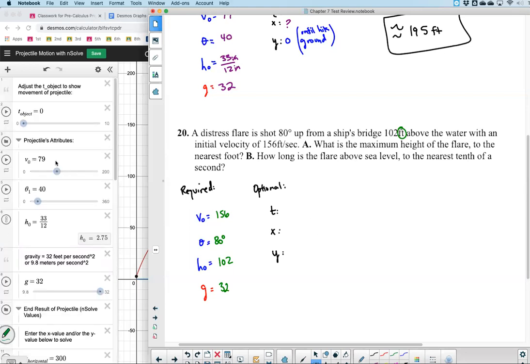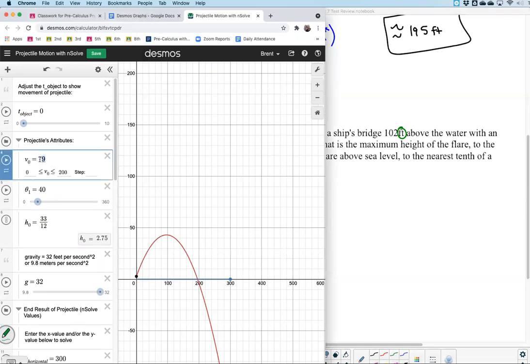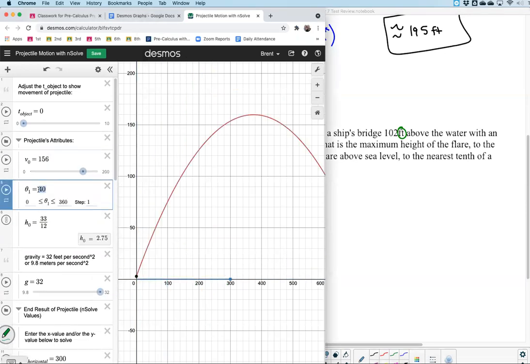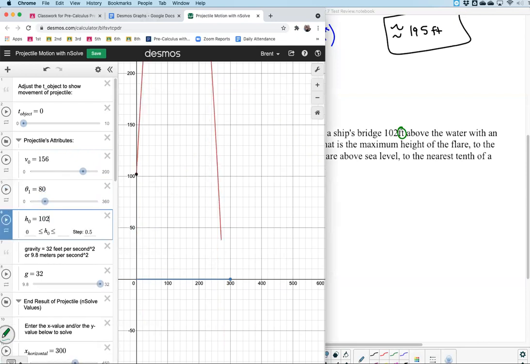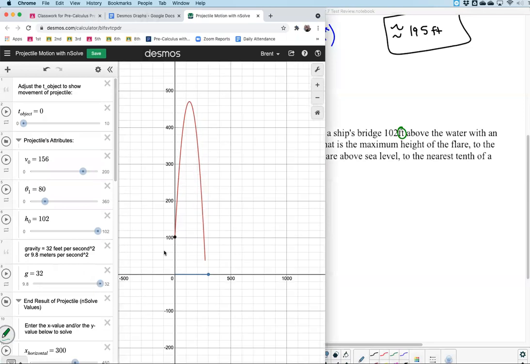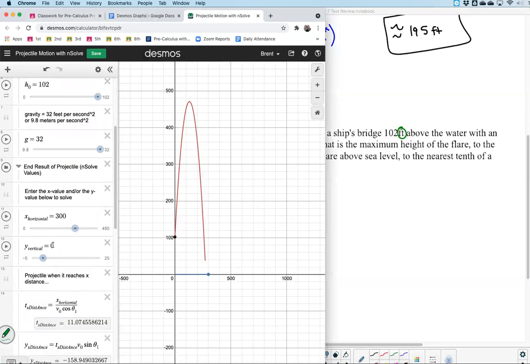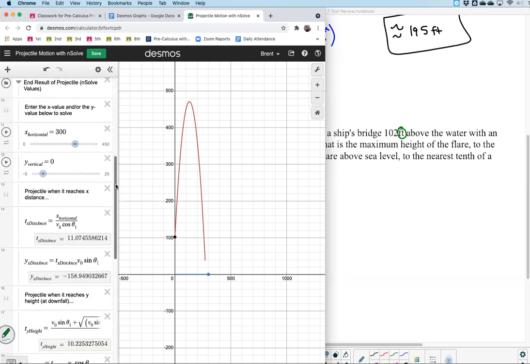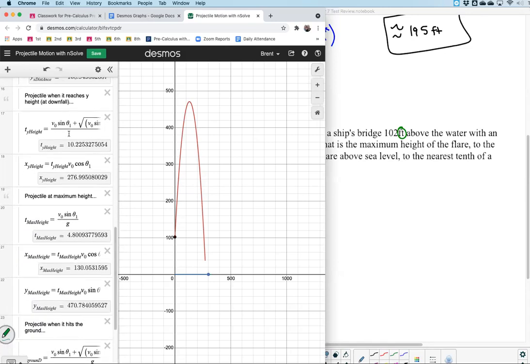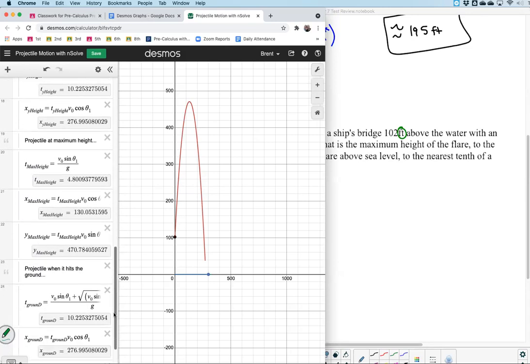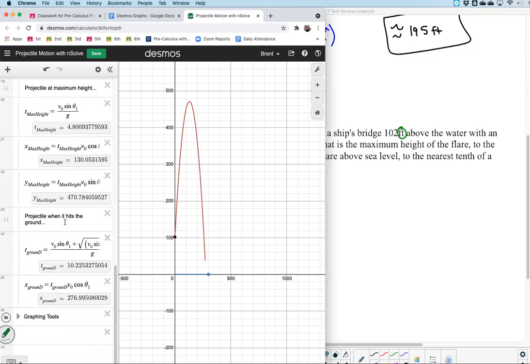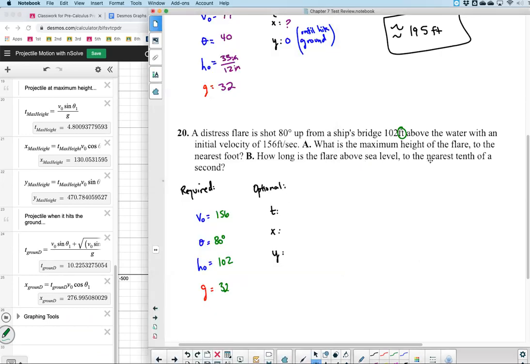All right, so let's go through and type these values in. 156, 80 degrees, initial height is 102. So there it is. Again, it was gravity. End result, we don't know this part. We want to know the maximum height. So if you go to, in the end result, that is one of the two at the very bottom. It always finds the maximum height and when it hits the ground or sea level in this case. So here's part A. Here's part B. Part A specifically says, what is the maximum height of the flare? So A is the maximum height.